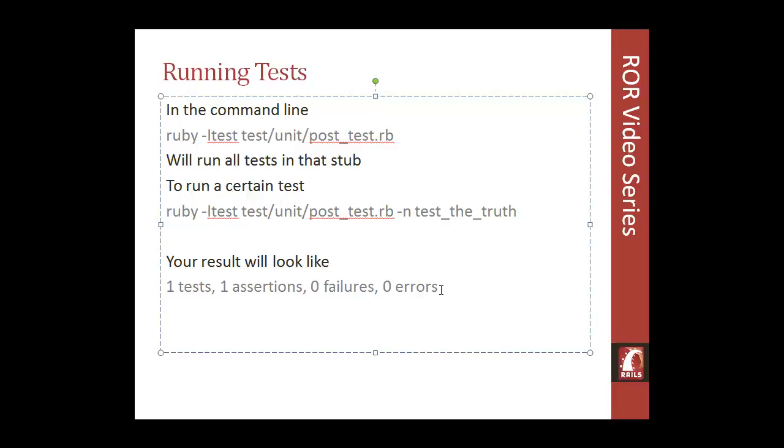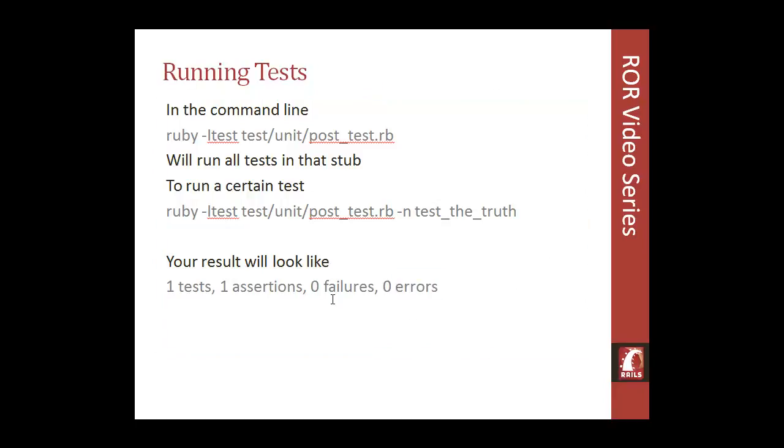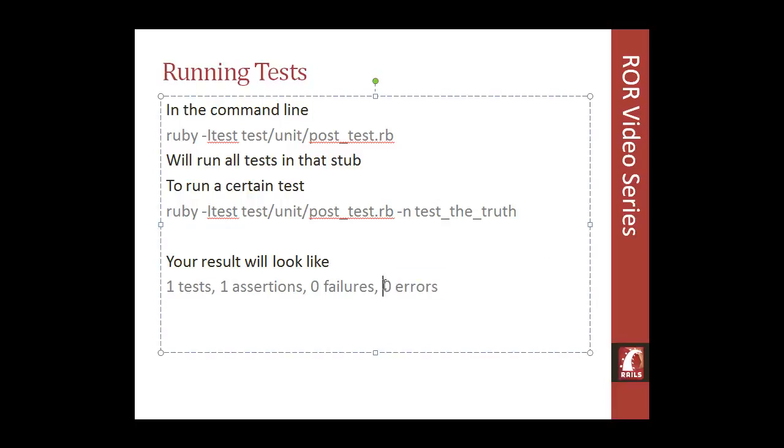And your results will look like this. If your test fails, it'll say 1 failure, or however many failures. And if you have some kind of error in your syntax, you'll get an error. But just because you get an error doesn't mean that the test is failing. It's usually a syntax error or something like that.